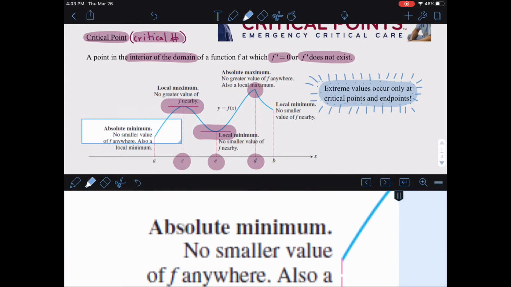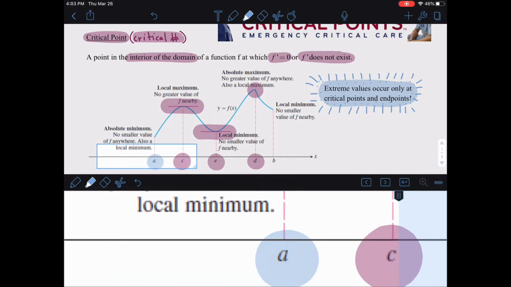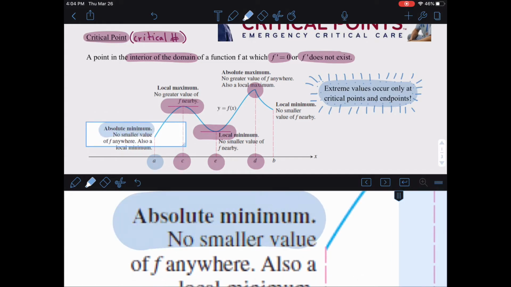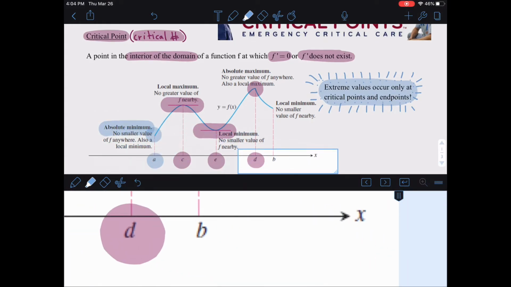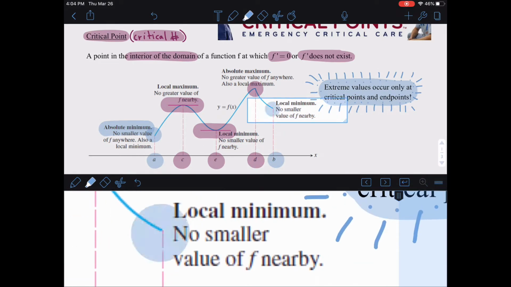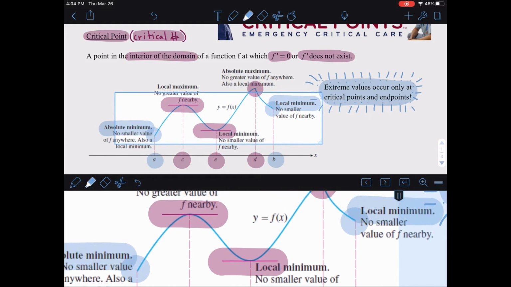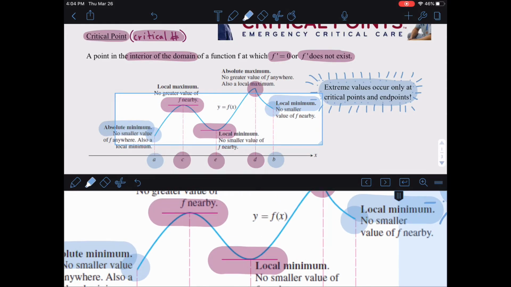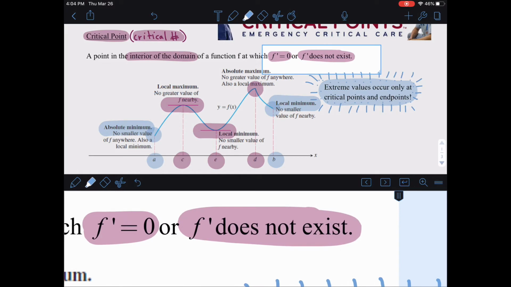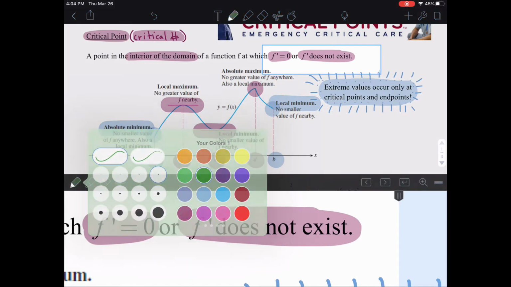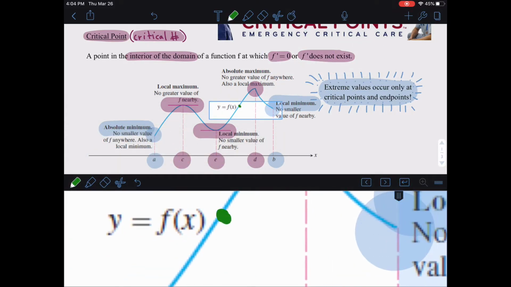If we go back and look at our endpoints, at x equals a here, we had an absolute minimum. And at x equals b, the right endpoint, we had a local minimum. Look at this graph from A to B. Where are all of the maxes and mins? They're either at a critical point, a place where the derivative is 0 or does not exist, or they're at an endpoint, like A and B on this graph. Everywhere else, pick any other point on this graph. Pick any random point, right here.